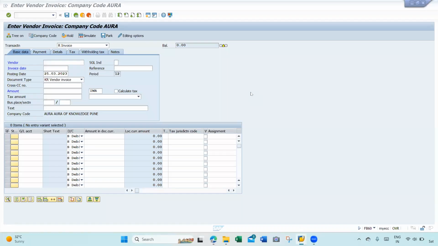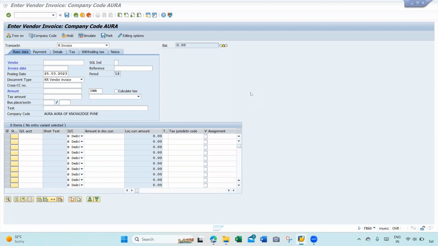Hi friends, in this video, I will show you what should be the entry when there is input credit available at the time of vendor invoice booking, and also if there is no input credit available when we are booking vendor invoices.